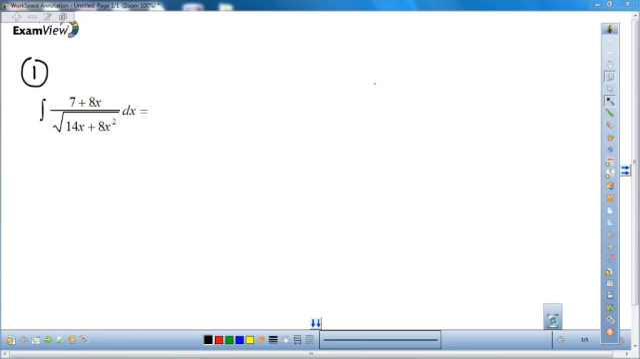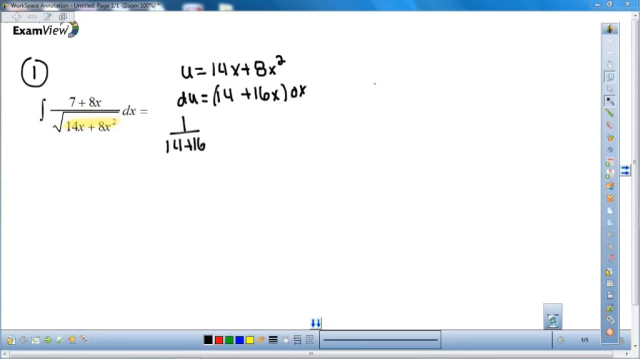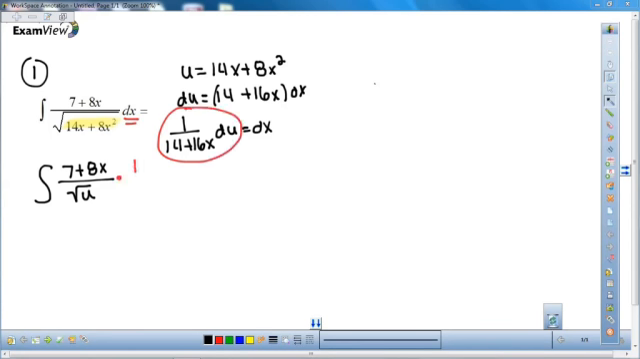For example 1, we're going to use u substitution. And you remember we let u be whatever's in the denominator inside the square root. So du is going to be 14 plus 16x. And as we divide, we solve for dx. So we're going to go ahead and substitute. And instead of dx, we're going to write what we solved for.